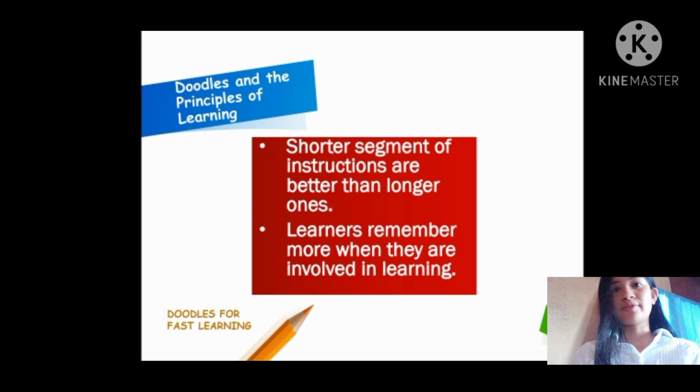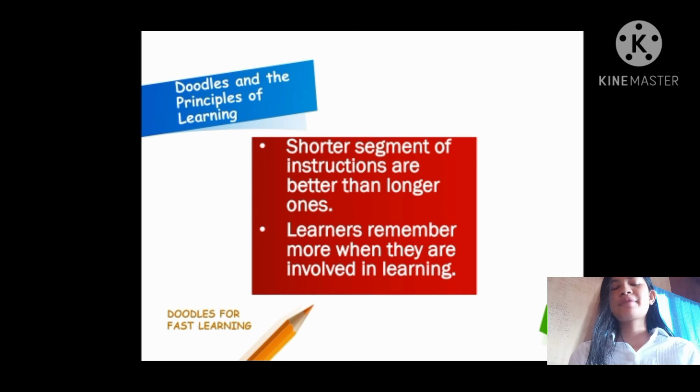Doodles and the principles of learning. The first principle is shorter segments of instructions are better than longer ones. Second, learners remember more when they are involved in learning.